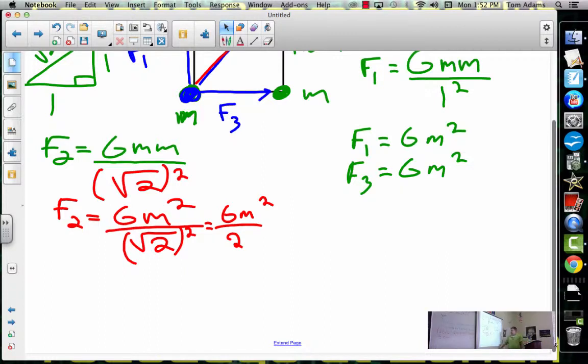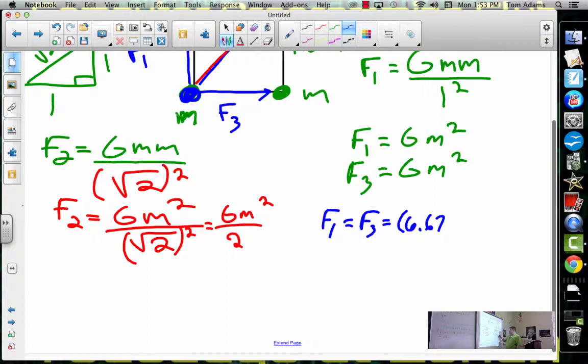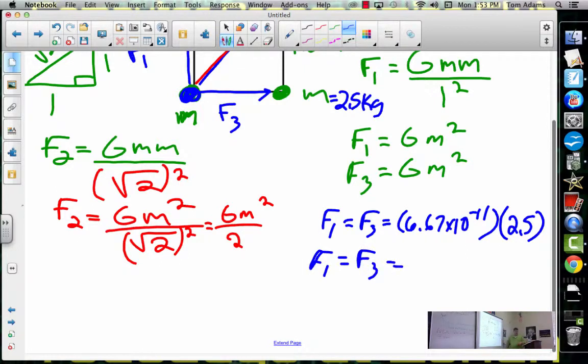So if we were to plug some numbers in, we would see that F sub 1 is equal to F sub 3, which is equal to the gravitational constant, 6.67 times 10 to the negative 11, times the mass of the object. And did they give us the mass? I kind of got ahead of myself and didn't read the problem all the way through. Oh yeah, it says the mass of the object was 2.5 kilograms. So each one of these had 2.5 kilograms.